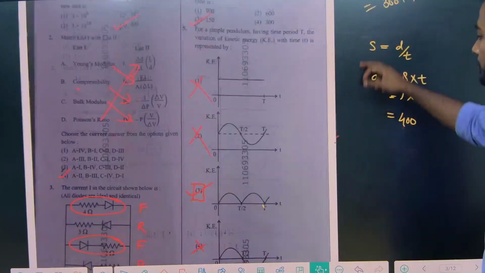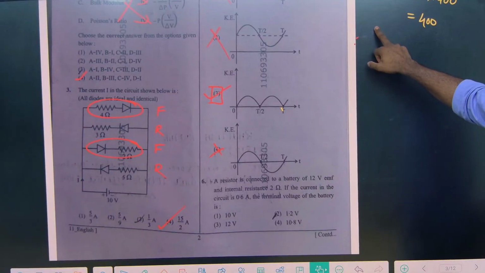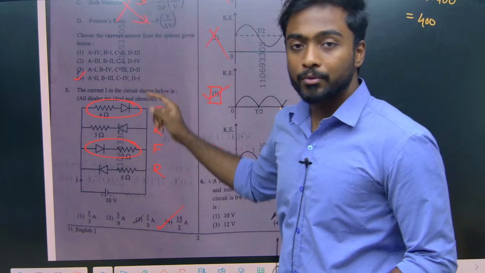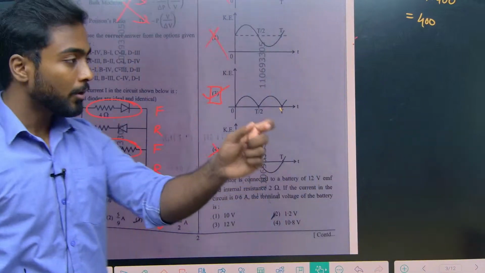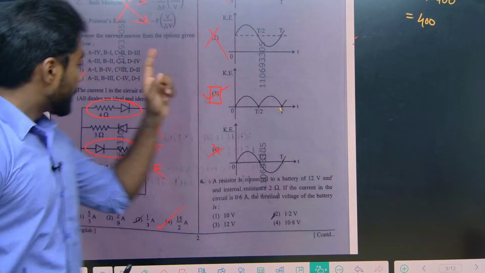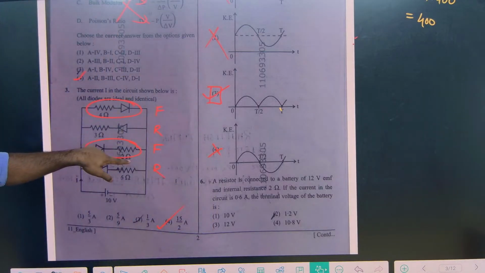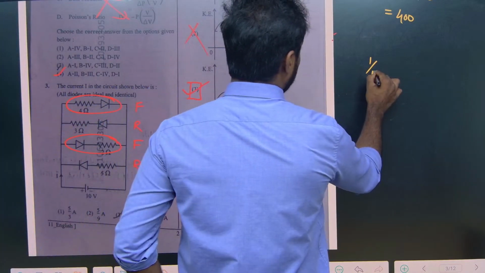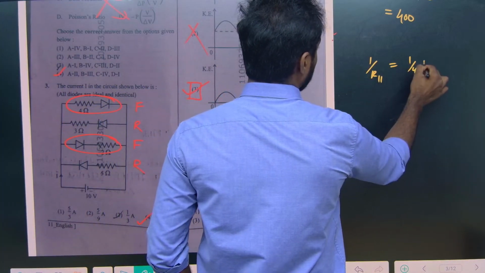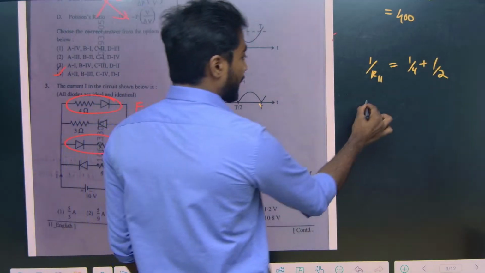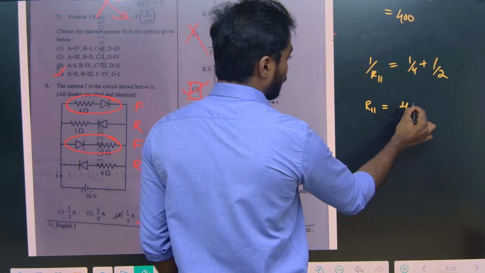Got it? When I talk about the third one, I should find which is forward and which is reversed. If I get the forward, I can take whether it is in series or parallel. So here it is in parallel and we have substituted the value. 1 by R parallel equals 1 by 4 plus 1 by 2. So we got R parallel equals 4 by 3.